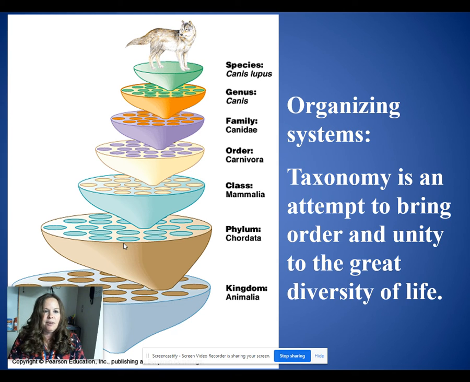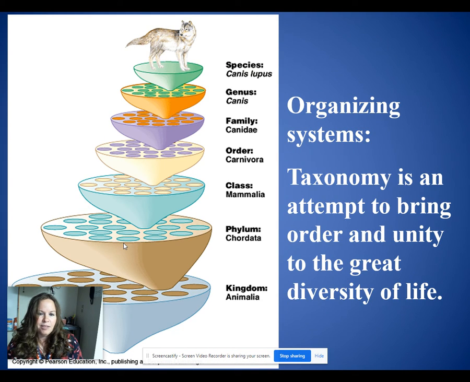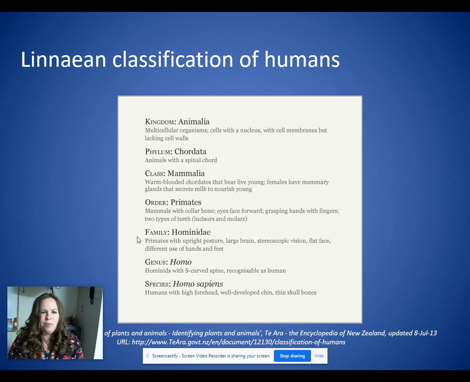That's as specific as you can get, because you are individuals who, again, can come together and breed with each other and create viable, fertile offspring, because your DNA and chromosomes are so similar. So that's important. Taxonomy is an attempt to bring order and unity to our great diversity of life. I love that.